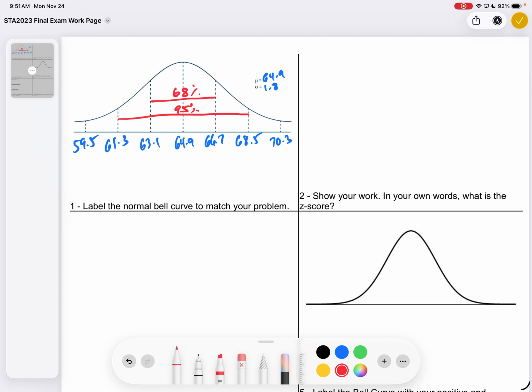So 1 standard deviation away is 68%. 2 standard deviations away, 95%. If you're 3 standard deviations away, it's 99.7%. Okay, and again, this chart's kind of there to help you do the problem.